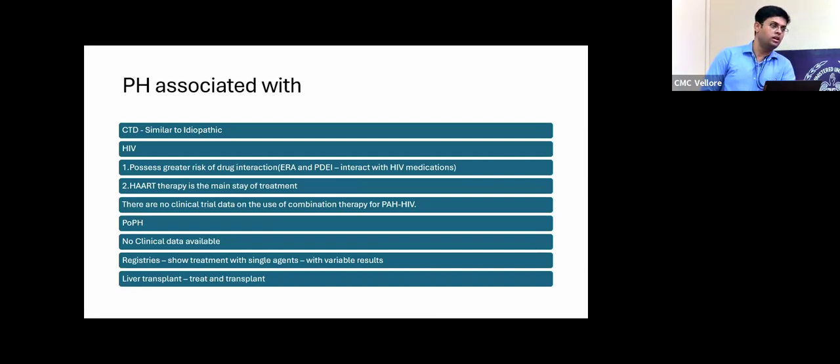Portopulmonary hypertension. This is liver disease-associated pulmonary hypertension. There is no clinical data available for treatment of those patients with the available PH therapy, but still some registries have tried using single agents, like phosphodiesterase inhibitors, bosentan, with variable results. So there is no recommendation as of now to use these medications. Liver transplant, if you want to post a patient for a liver transplant, if they have a severe pulmonary hypertension, is where these phosphodiesterase therapies can be used to bring down the pressures to below 36 millimeters of mercury, and you can send them for liver transplant. This is where it has found its usefulness.